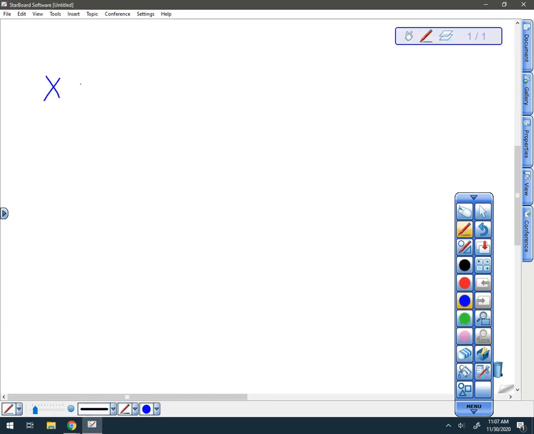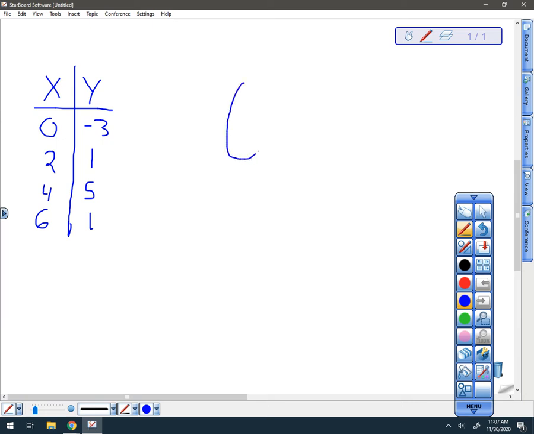If we have x, y, let's say I give you 0, 2, 4, and 6 on the x side. And then on the y side, you're going to have -3, 1, 5, and 1. So draw your oval.